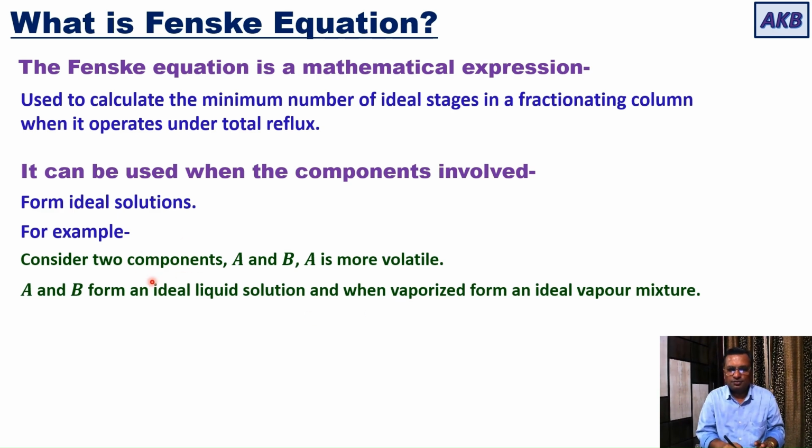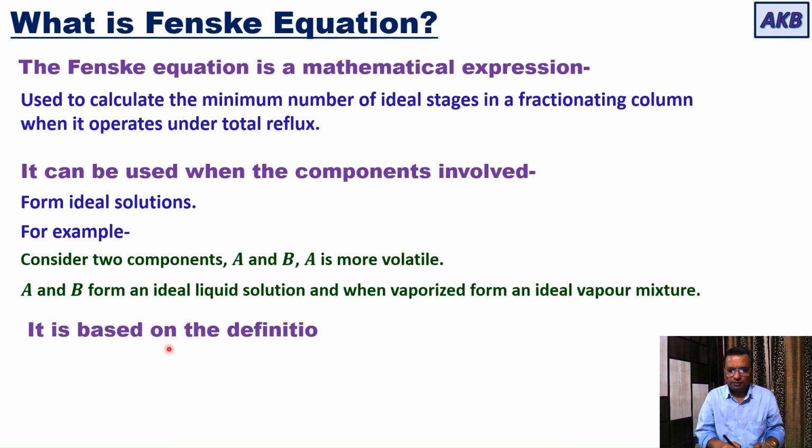If the system handled in the fractionating column is a solution of two such components, which form ideal solutions, then you can use Fenske's equation. So, in short, you can use Fenske's equation to find the minimum number of stages in a fractionating column if the column is handling ideal solutions. In practice, few solutions can be assumed to be ideal, and in those cases, you can use Fenske's equation.